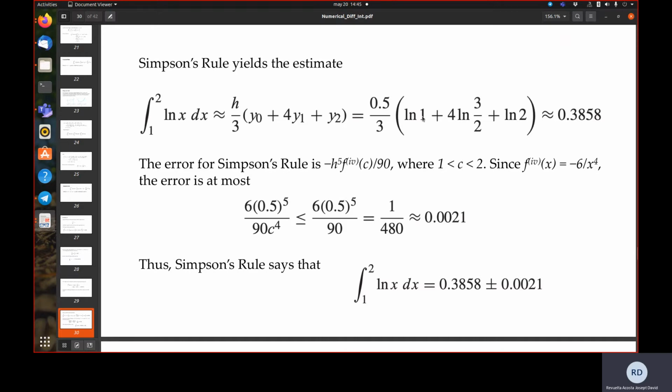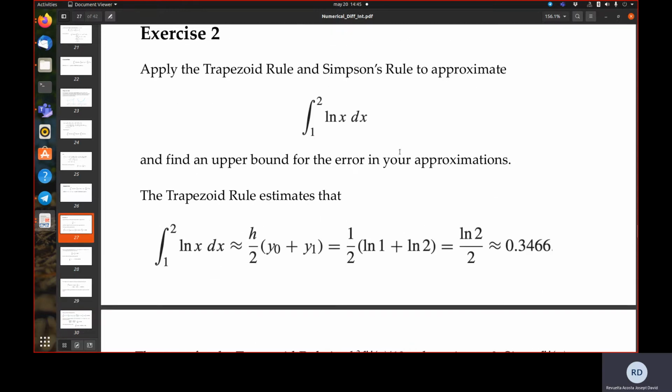Natural log of y0, natural log of 1. And then we have 4 times natural log of y1. So how much is y1? Of course, it is 3 halves because it's the half point between 1 and 2, so 1.5. And then y2 is equal to natural log of 2. So we obtain that this is equal to 0.3858. Okay, so if we want to compute the error, we do it again, and we obtain it for the Simpsons rule using this value, which is this error term.